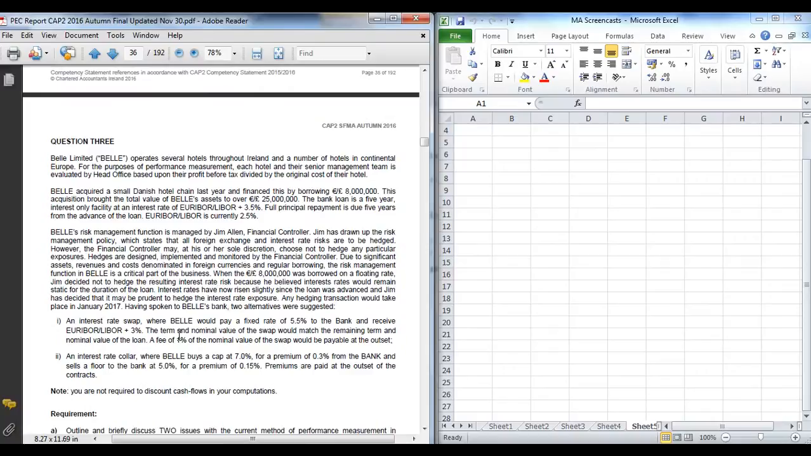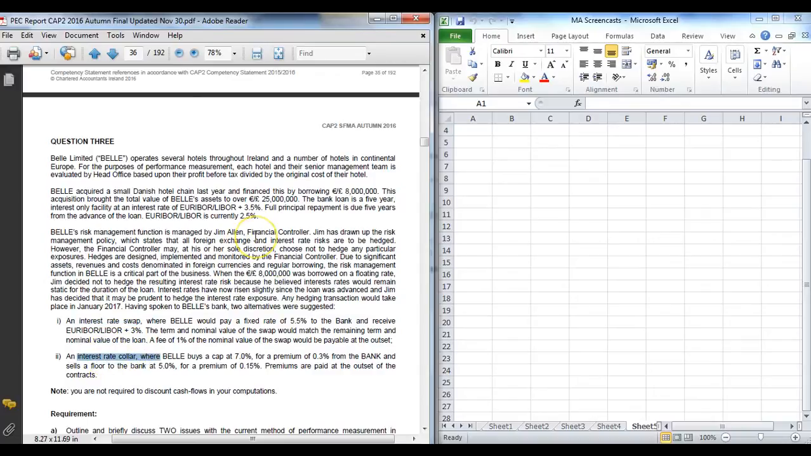So assuming you've read through the question, the broad background is this Bell company is a hotel company. It's bought a Danish hotel and it's funded it with a floating rate loan. So that means that it's a variable interest rate for €8 million of a loan. And they haven't hedged the loan or managed the risk for the interest rate movements to date. But now the FC, so the financial controller Jim Allen, is worried about interest rate rises, and he wants to, what you're told here, be prudent to hedge the interest rate exposure. And they're giving you 2 alternatives here: the swap and the interest rate collar.